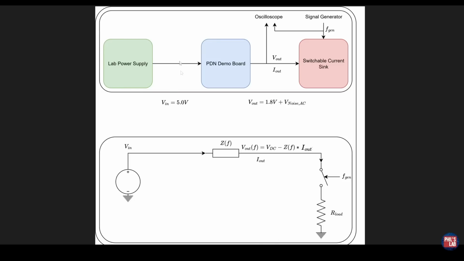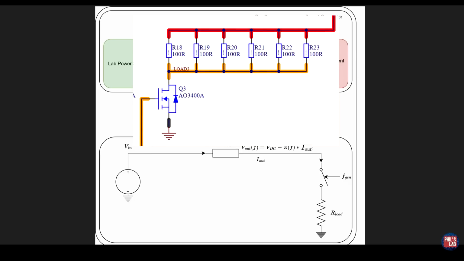I'm going to use a lab power supply, normally at 5 volts, and that's just there to provide the input power to the PDN demo board to power that 1.8 volt regulator. At the output of the PDN demo board, we're not going to have that floating anymore, but rather we can connect that to a separate board, which is pretty much just a switchable current sink. Very simply, it's a MOSFET, which has a couple load resistors in parallel, which can provide a current sink to the PDN demo board.